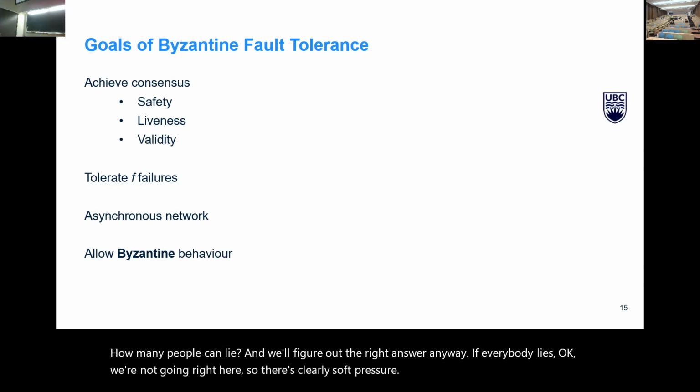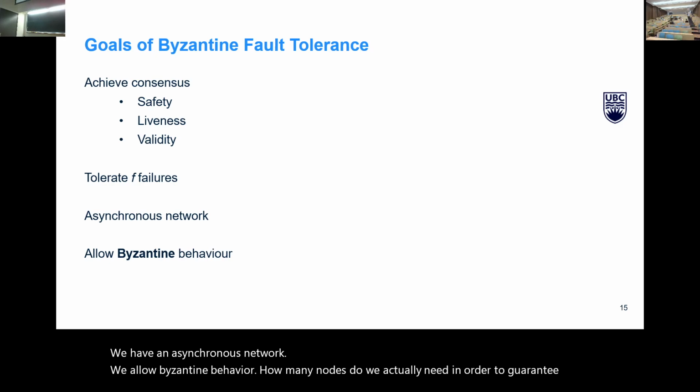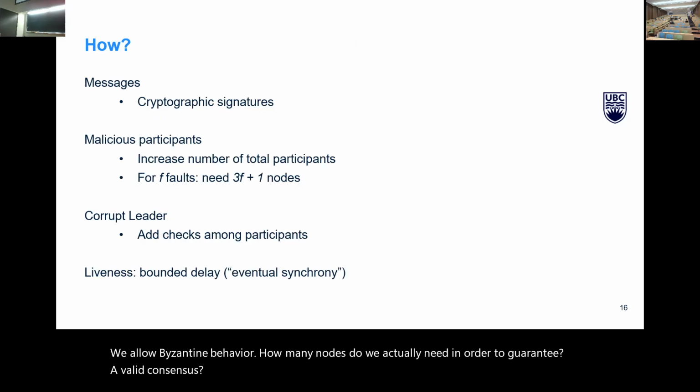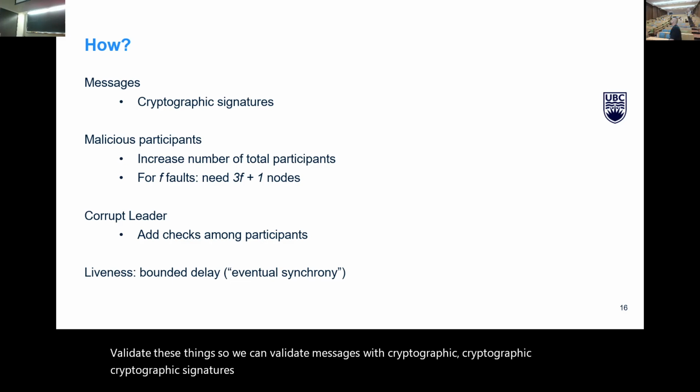If we allow some number of failures, in this case F, we have an asynchronous network, we allow Byzantine behavior, how many nodes do we actually need in order to guarantee a valid consensus? Well, how do we validate these things? So we can validate messages with cryptographic signatures. That will help protect us against certain classes of failures.